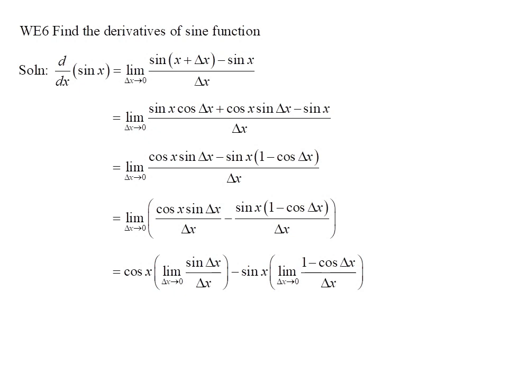As we have already demonstrated in the previous video, the limit of sine delta x over delta x as delta x approaches 0 equals 1, and the limit of 1 minus cosine delta x over delta x as delta x approaches 0 equals 0. The derivative function of sine x is cosine x.